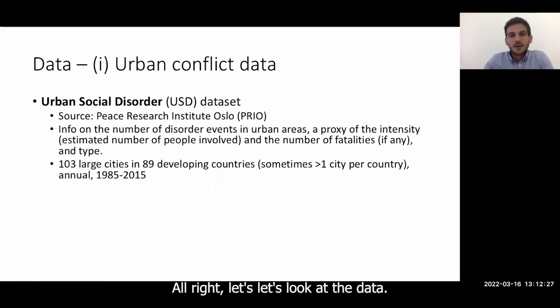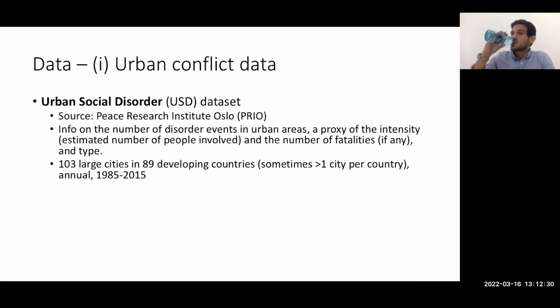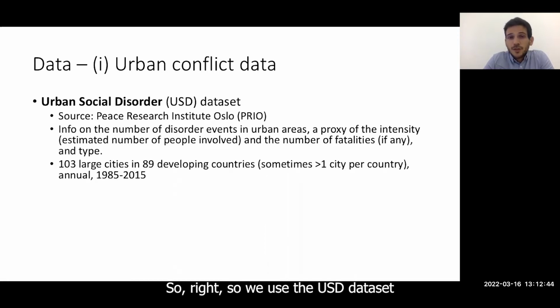All right, let's look at the data. So the dependent variable is, as I said, conflict in urban areas. When I say conflict, I'm mainly referring to social disorders, all right? So we use the USD dataset from the Peace Research Institute in Oslo.